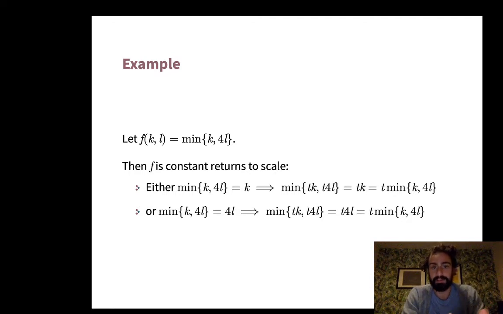Notice that this is constant returns to scale. Because either the minimum is equal to k, in which case if I multiply both k and 4l by t, then I get back tk, so that's t times the minimum, or the minimum is equal to 4l, in which case when I multiply both k and l by t, I get back that this minimum is equal to t times 4l, which is t times the minimum between k and 4l. Right? So basically, you can just pull out the scale factor from the minimum. So it's a constant returns to scale.